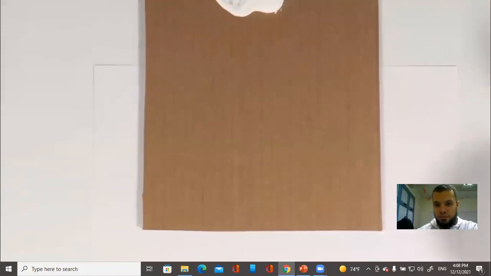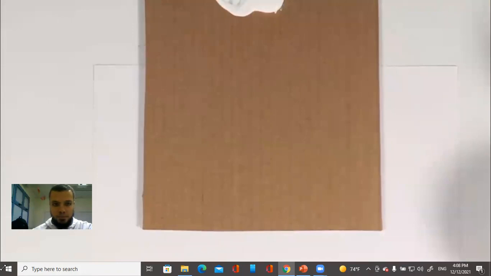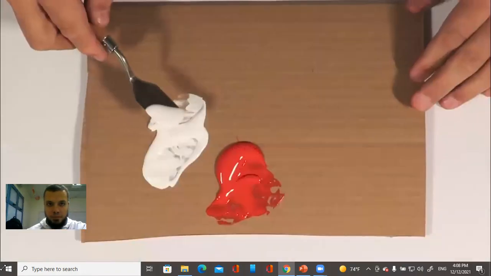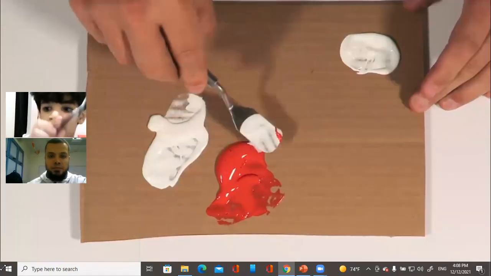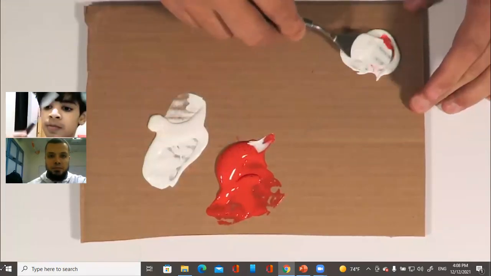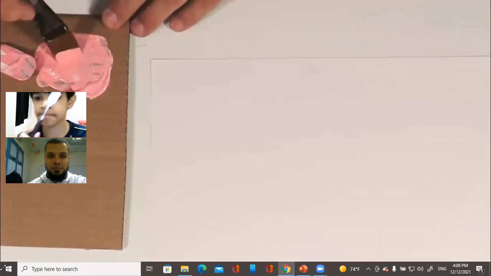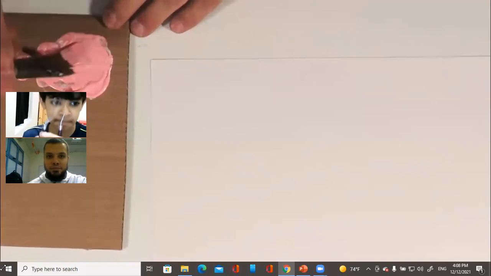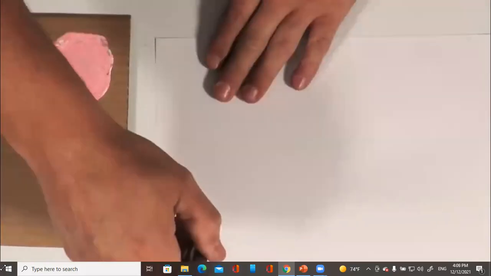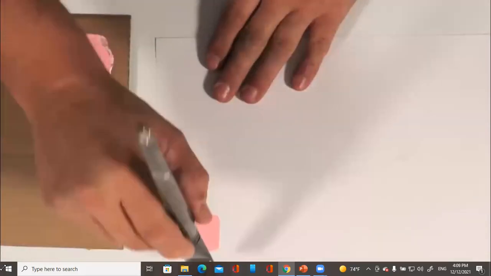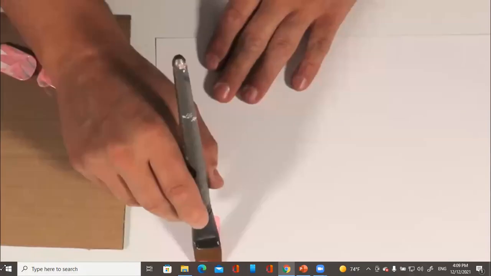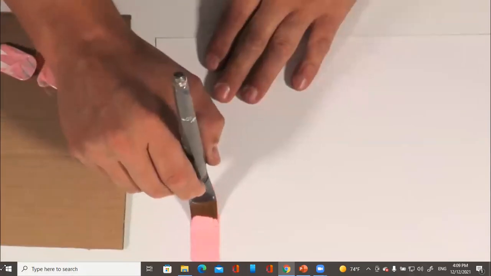Right, wipe my palette knife with a rag, get some red paint. Just get some white paint there, a tiny bit of red paint, mix it up. So this is a bit light, but I'm just going to show you how it looks like.